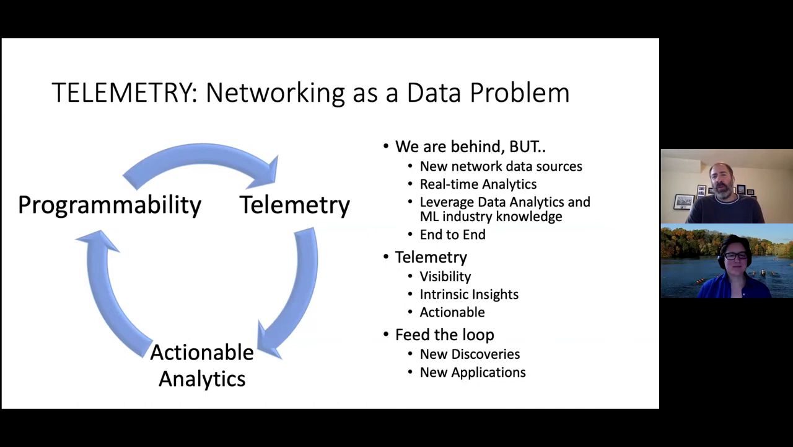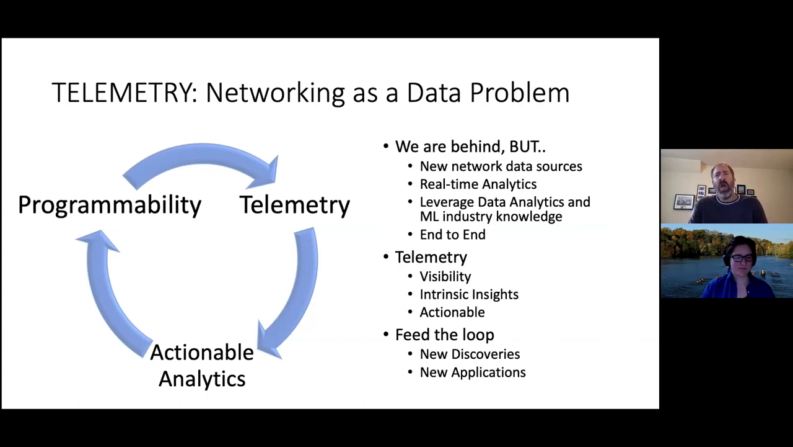90% of the operators that we talk to really have very little visibility of what is happening in their networks, how their networks are behaving, or even what applications are running in their network. So starting from a visibility perspective is key, because you need to understand your problems before you can start trying to solve them.